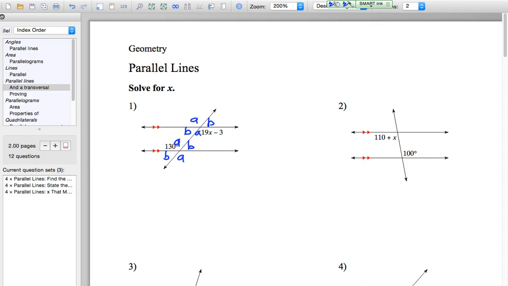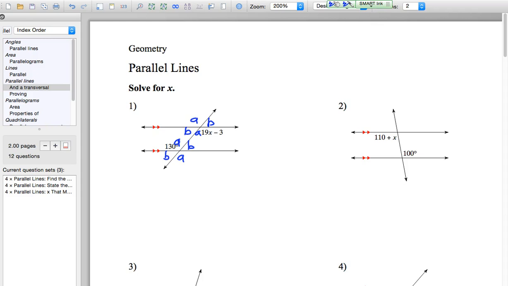Once you do that, if you do it right, then all the angles that are A's are going to be equal to each other. All the angles labeled with B's are going to be equal to each other. And angles that are an A and a B are going to be supplemental, or supplementary. They'll add up to 180.